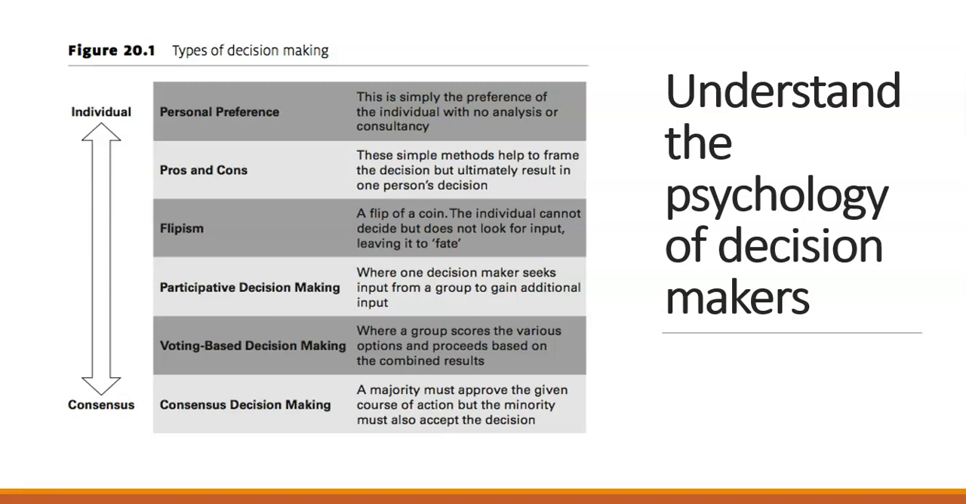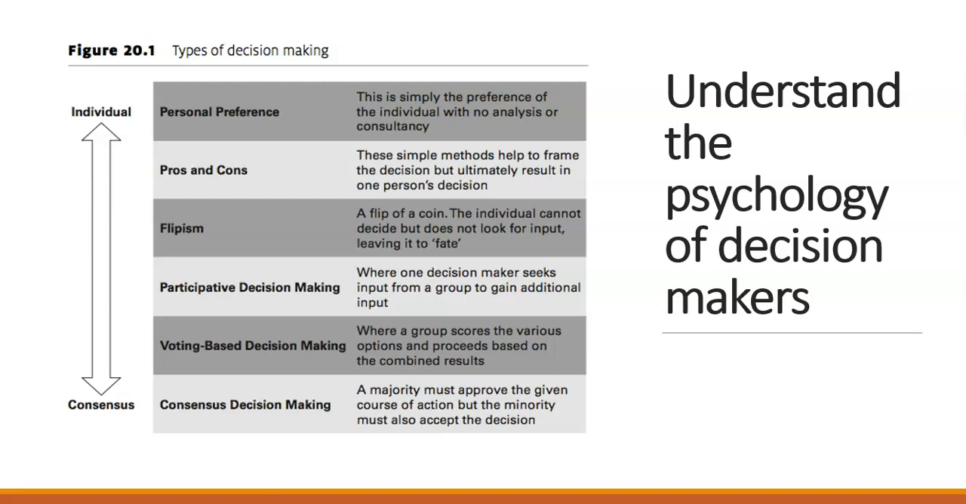So we have everything from opinion, so personal preference. It's a personal opinion of an individual, and it's not tied to any data analysis, all the way to consensus, where a majority must approve the given course of action, and the minority of the group must also accept the decision. So is it a single person that gets to make the final decision? Do we have a group that makes the final decision? Is there a vote? Is it majority rules? How are we getting that buy-in for this strategic plan?